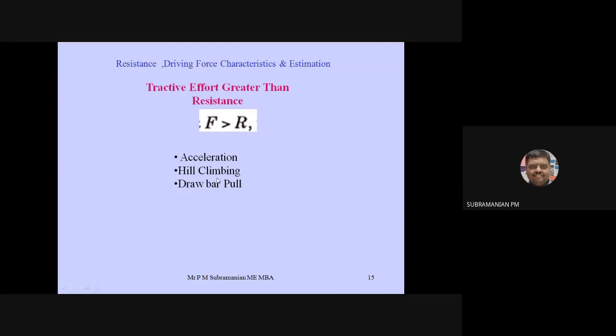So these three things only we'll be using. Occasionally you'll be using all three also. During hill climbing, you have to accelerate, or otherwise you'll be pulling another vehicle. Okay.